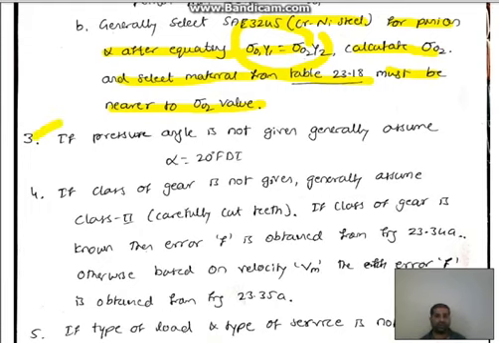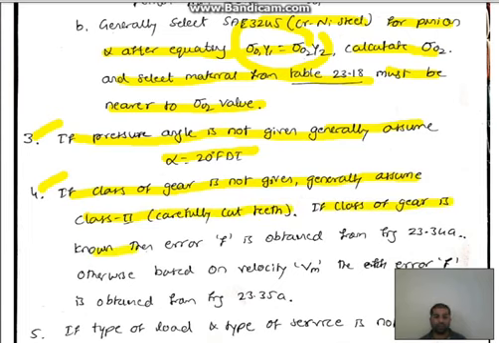Third one, if pressure angle is not given, generally assume alpha equal to 20 degree FDI. Fourth one, if class of gear is not given, generally assume class 2 carefully cut teeth. If class of gear is known, then error e is obtained from figure 23.34a. Otherwise, based on velocity Vm, the error e is obtained from figure 23.35a.